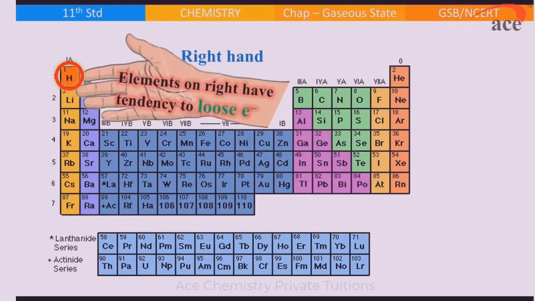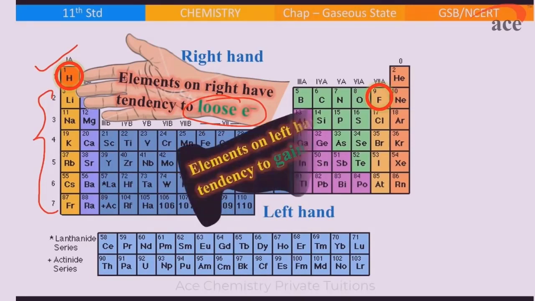Hydrogen is present here, correct? And we know these elements have a tendency to lose electrons. Hydrogen is a non-metal, but among those below hydrogen, all the other elements can lose electrons. Even hydrogen is electropositive, correct? Then fluorine, which is on the right hand side, has a tendency to gain electrons, rather pull electrons.